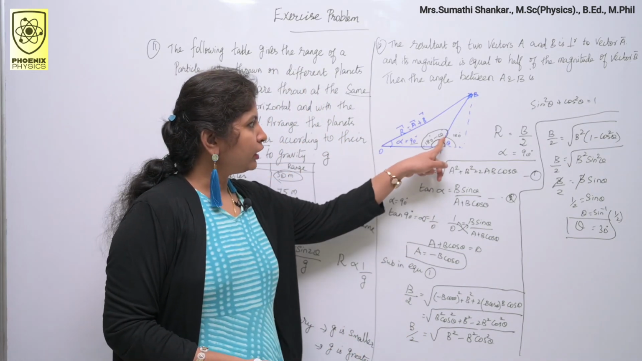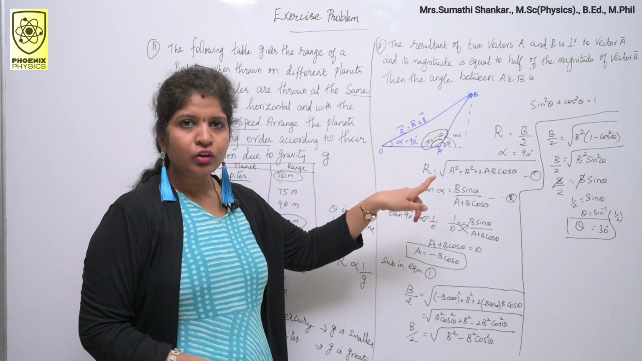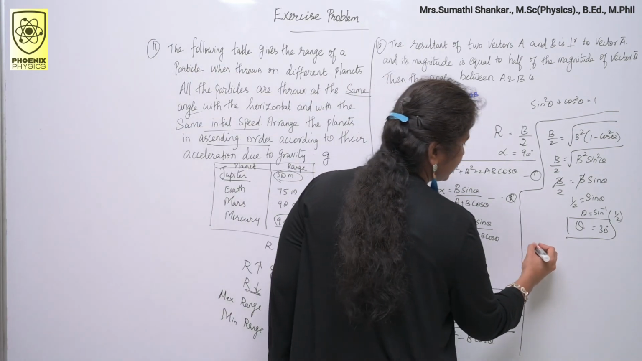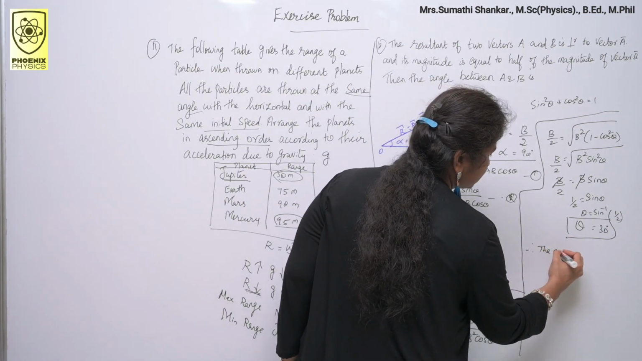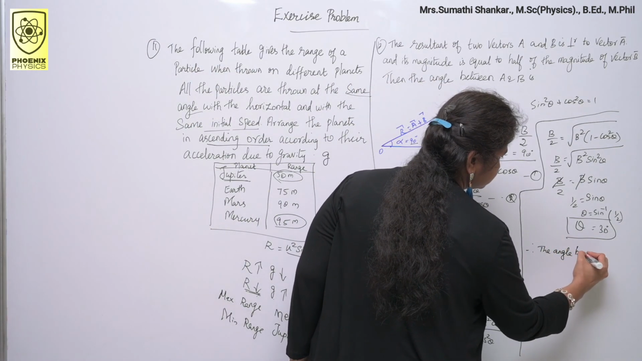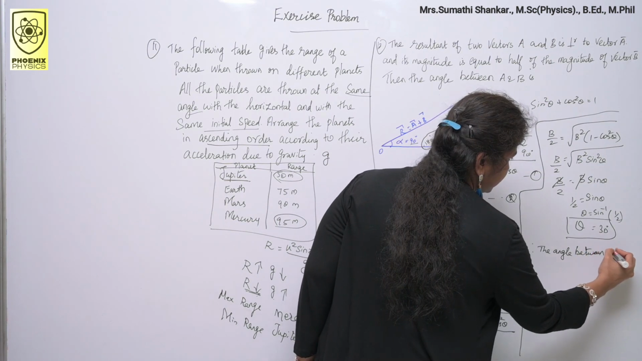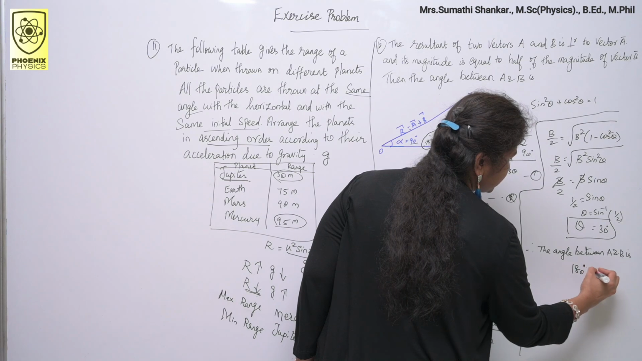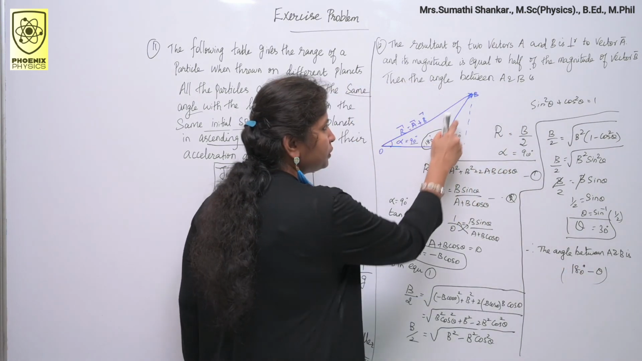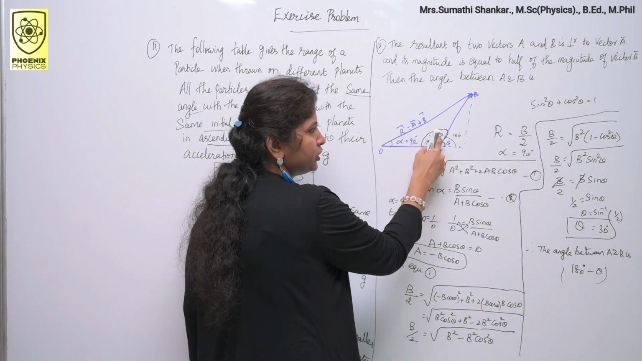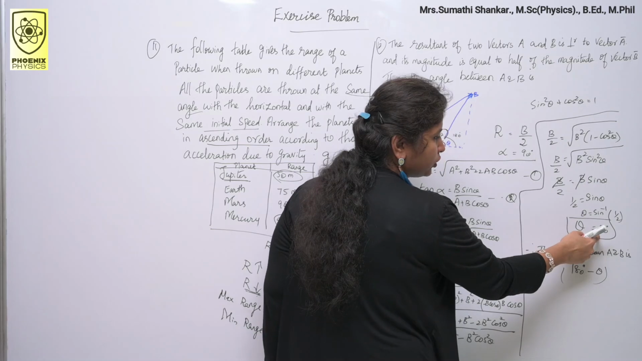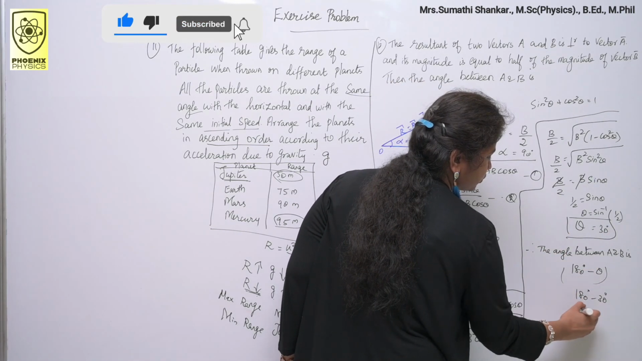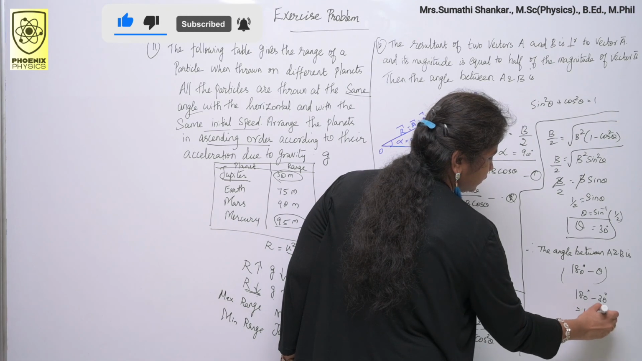We know the theta value, but we want to find the angle between A and B. The angle between A and B is 180 degrees minus theta, right? Theta we just found is 30 degrees. So 180 degrees minus 30 degrees, your answer is 150 degrees.